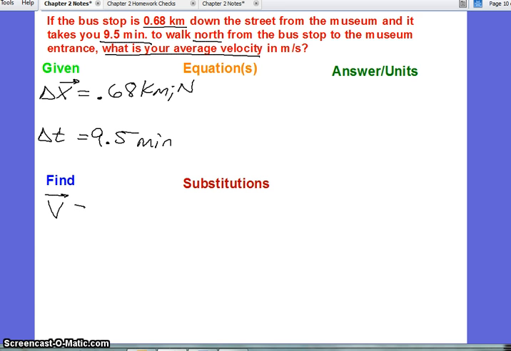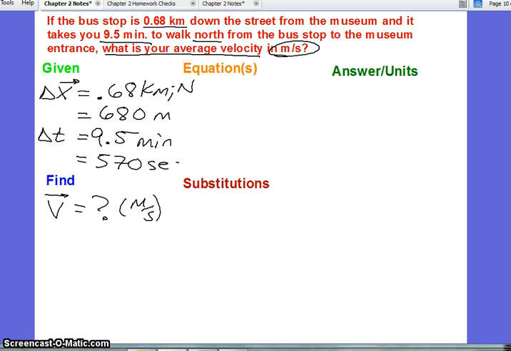So we're looking for a velocity. We've got to be careful. We want units of meters per second. It actually specifies the units. If it doesn't specify, we could keep things in kilometers and minutes. But since it does, we've got to make this conversion from 0.68 kilometers to 680 meters. And because it specifies seconds, we have to change 9.5 minutes to 570 seconds.